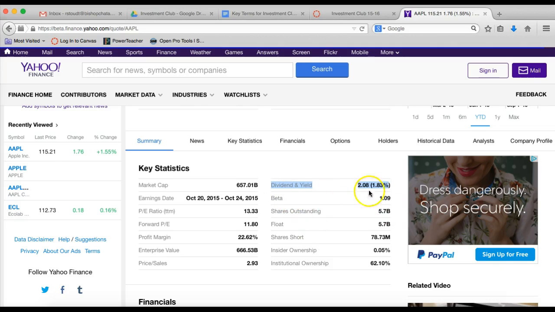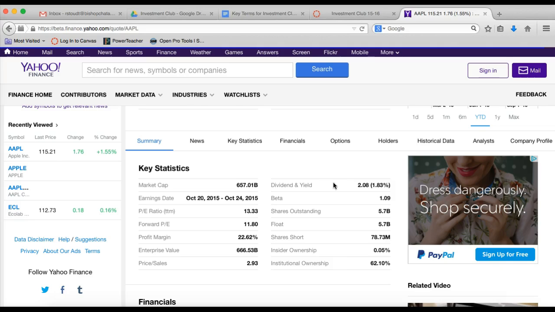So for example, dividend is the first number and yield is the number in the parentheses. Dividend is how much the company shares of their profits. After they sell a bunch of their product and pay for all the stuff they have to pay for, how much do they have left over? The company may choose, they don't have to, to share some of their profits with you as a stockholder, and that's called a dividend. So Apple, for example, chooses to share $2.08 per share. That means if I have 100 shares, I will get $208.